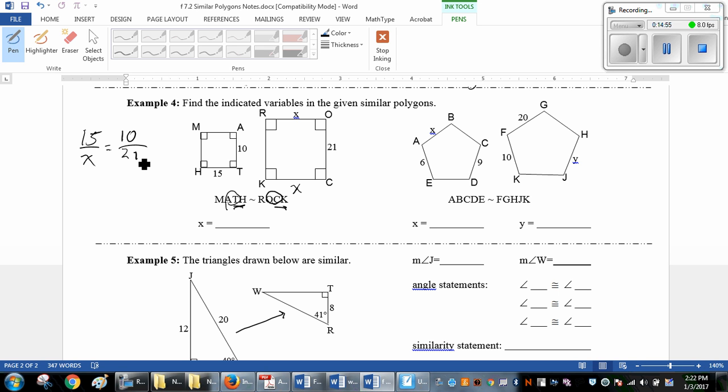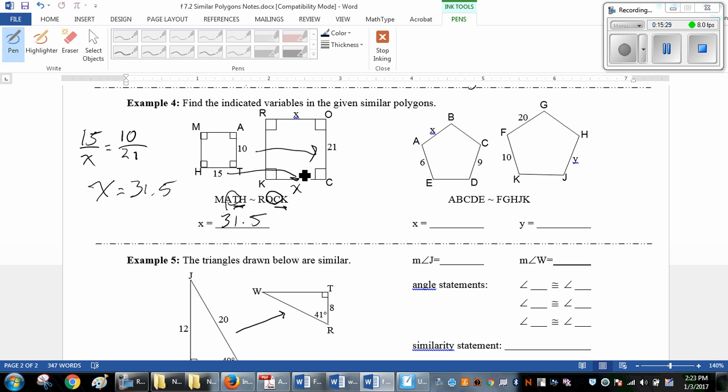And we should get now that X equals 31.5. Now, every time you do these, you should be looking at the figures and thinking, does this answer make sense? Look, this one's 10, and it's getting bigger, right? It's a little more than times 2. 10 times 2 is 20. A little more than times 2 gives me 21. 15 times 2 is 30. And 31.5 is a little more than 30. That makes sense. That's the whole idea of proportions.